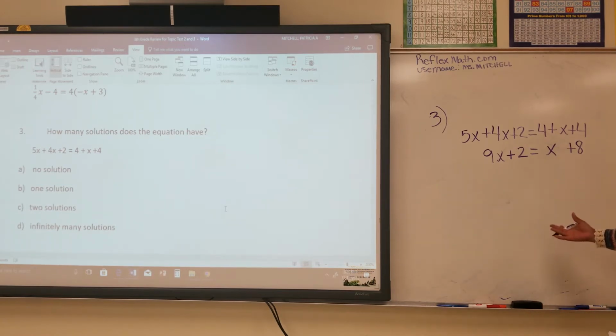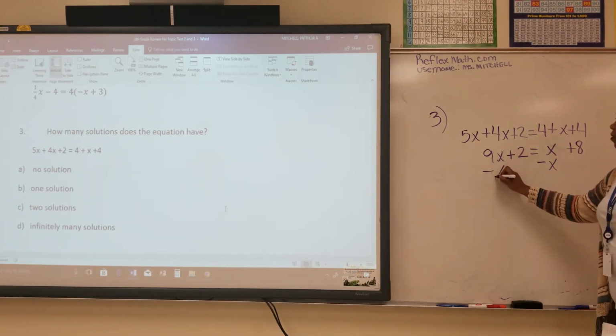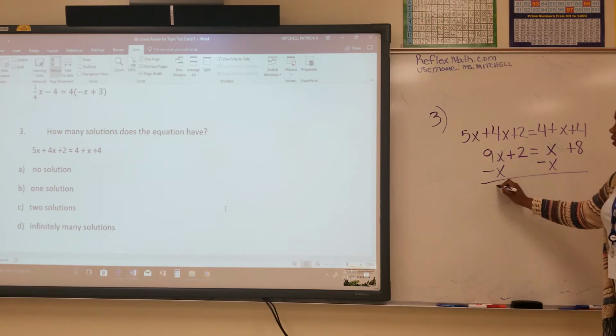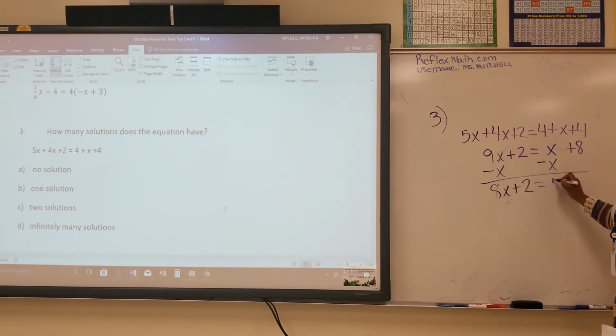Here we can continue to combine our like terms. We can take x from here on both sides. 9x minus x will give us 8x.